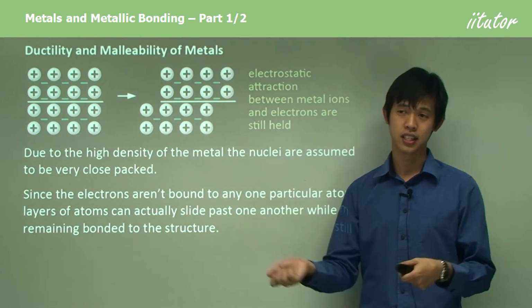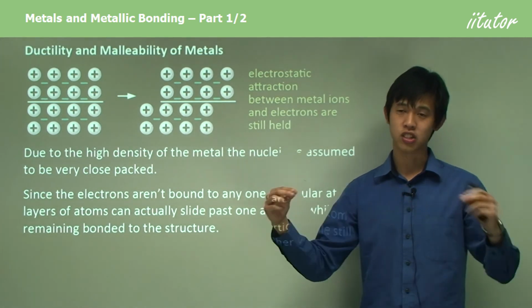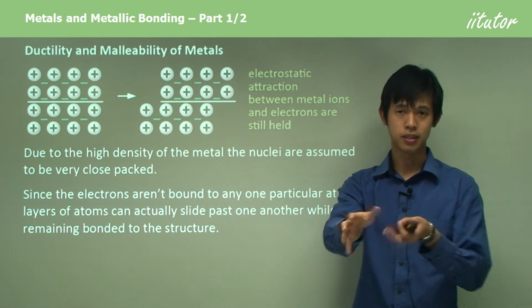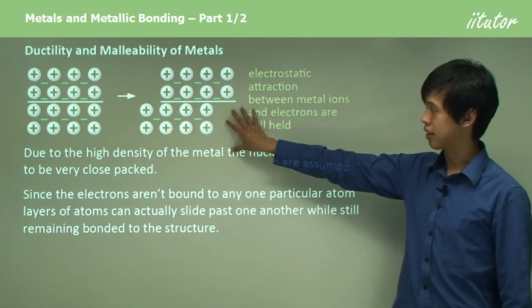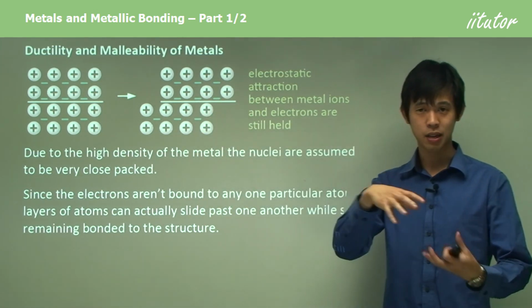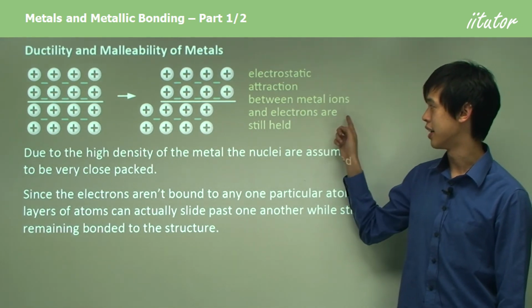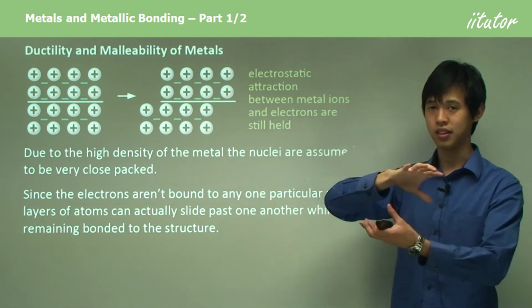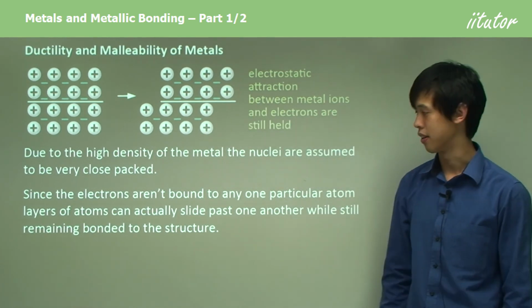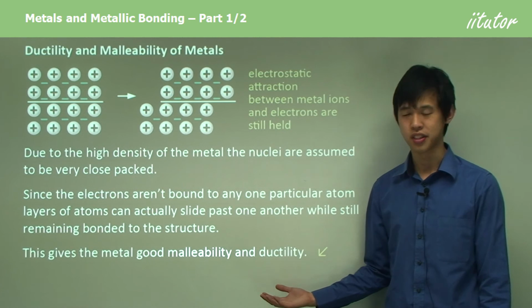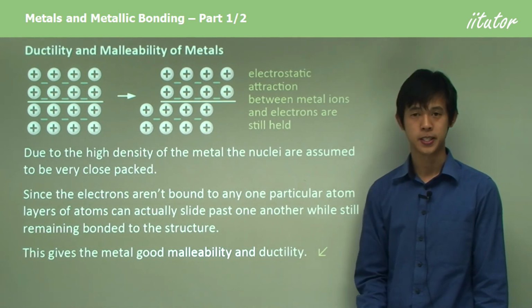Or in the ductility case, we can draw it out, sort of stretch these layers and hopefully get them to collapse in on each other, and then you get a wire. These delocalized electrons actually help to keep the structure while it deforms. So the electrostatic attraction between metal ions and electrons is still held, even though the atoms are moving past one another. And this obviously gives the metals good malleability and ductility.